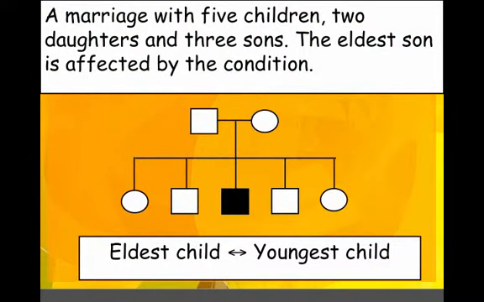This particular one shows a marriage that resulted in 5 children. There are 2 daughters, the oldest and the youngest, and 3 sons, all of which fall in the middle. The eldest son is affected by the condition, which is not actually a true statement. The middle son is affected by the condition.